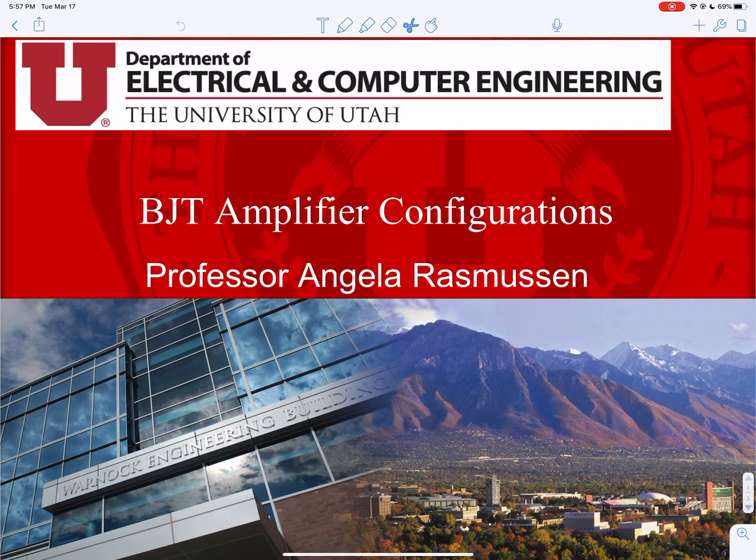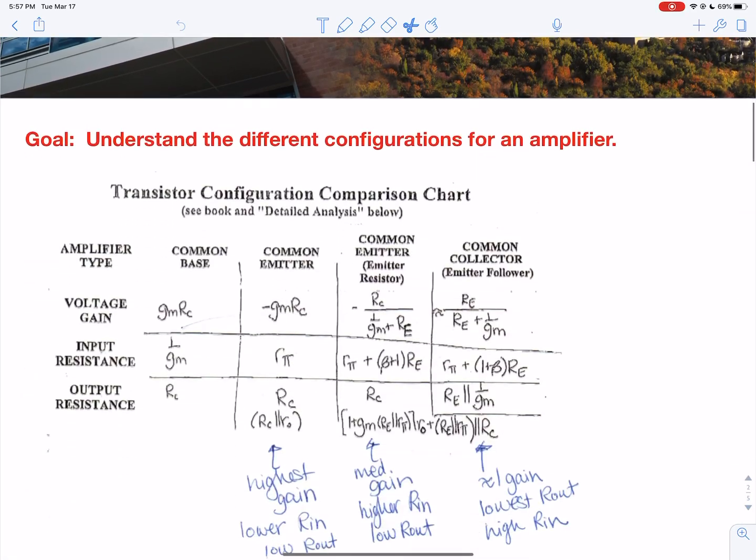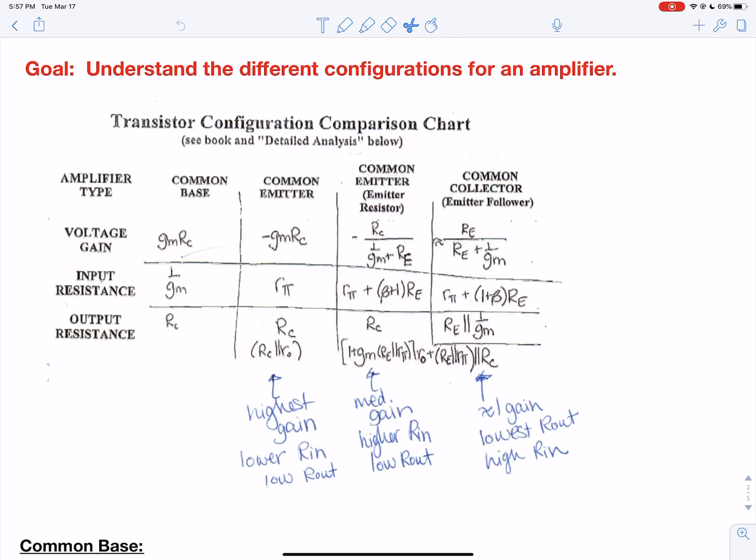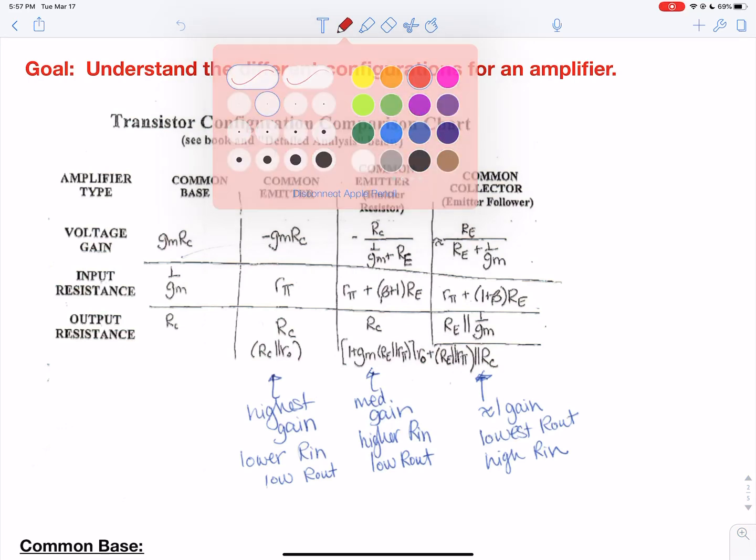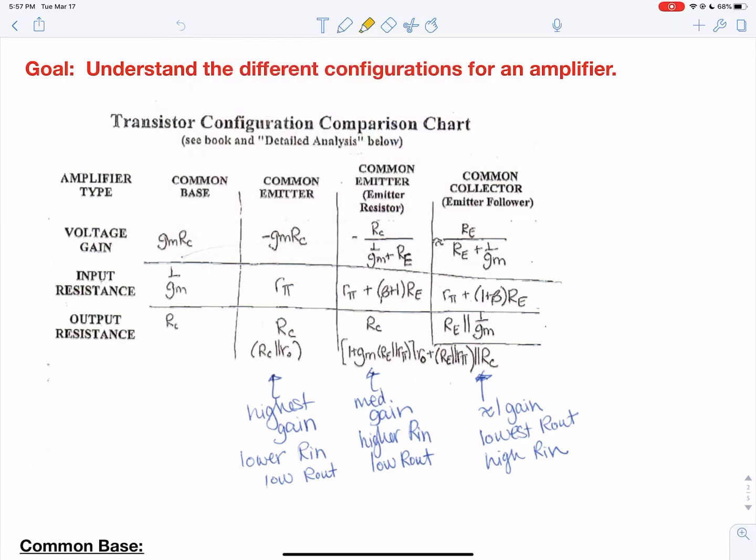And today I wanted to go over the different BJT amplifier configurations. So the goal here is to understand the different configurations for an amplifier. We have what is called a common base amplifier type, a common emitter with emitter resistor, and a common collector with emitter follower. So each of these has different characteristics.